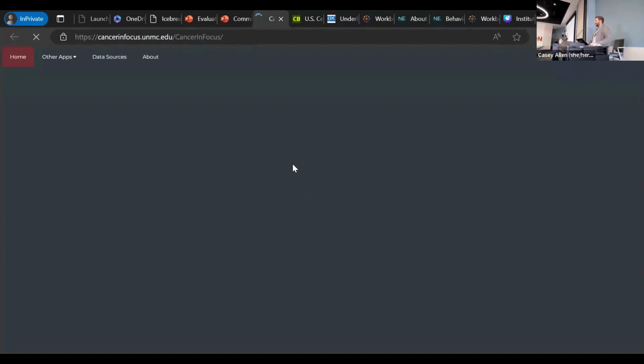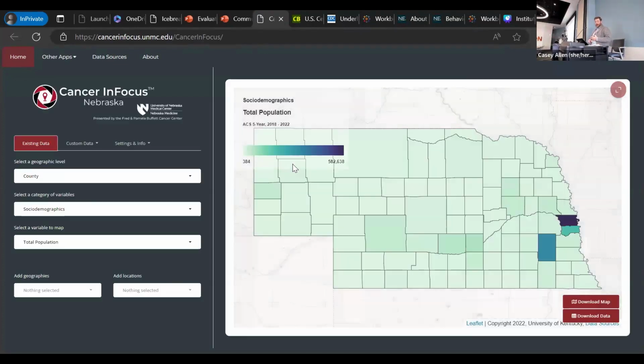Now, despite the fact that this is named Cancer in Focus, this isn't just purely a cancer-related dashboard. We've got a lot of data on social determinants of health, demographics, the environment, housing and transportation, disparities, cancer screening and risk factors, and then cancer incidence and mortality. And again, this is going to be one of our point and click dashboards where you can pull down any of these data elements that you may want very easily.